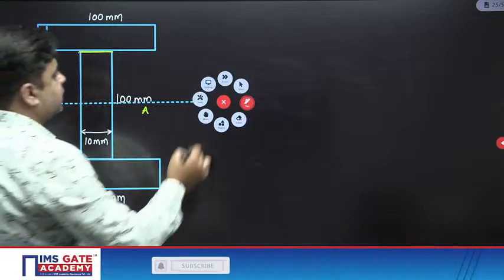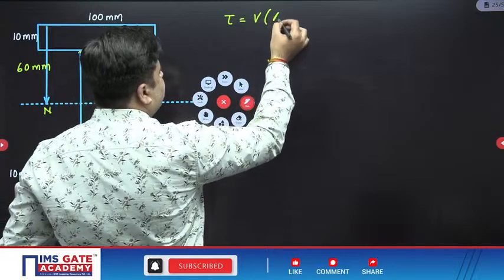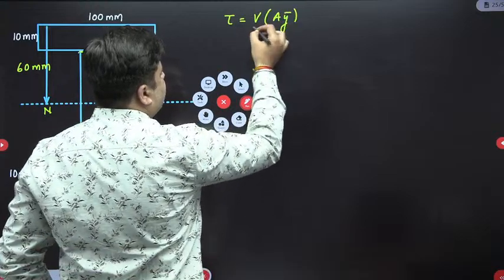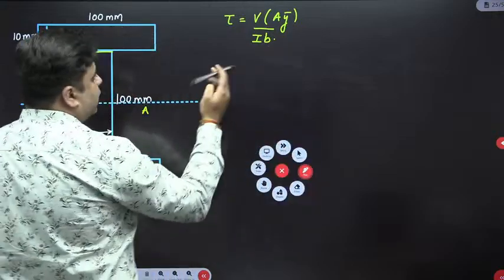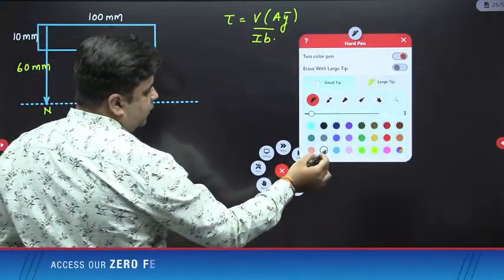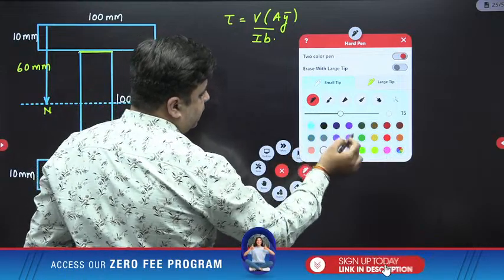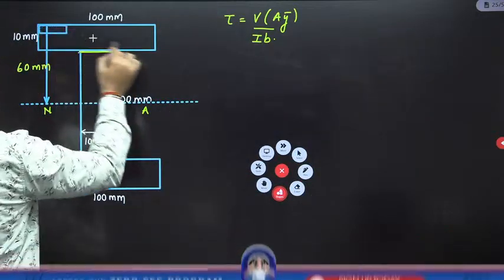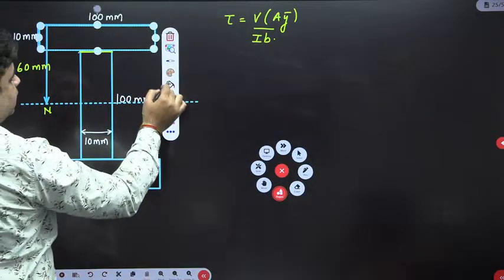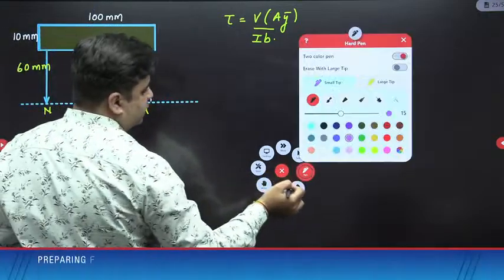So shear stress at this junction, tau, is equal to V into A y bar upon I b. First of all, what is the value of A? The value of A is the area from this fiber till the top fiber. This area is A. And what is the value of this area?